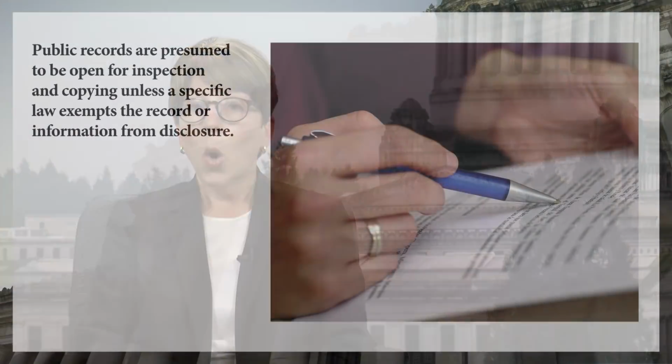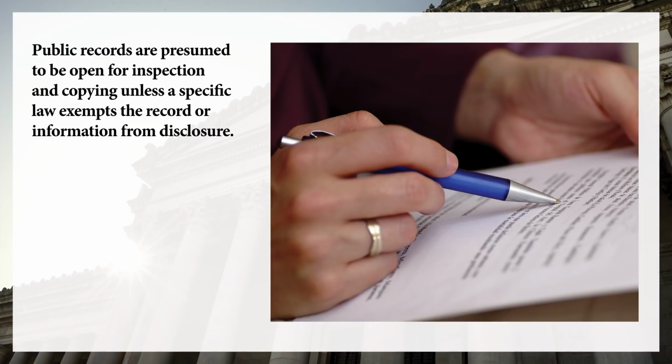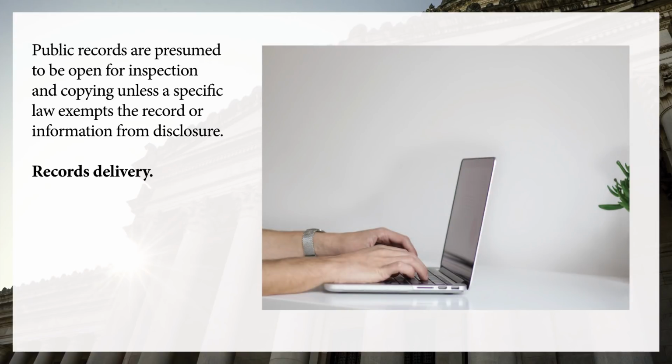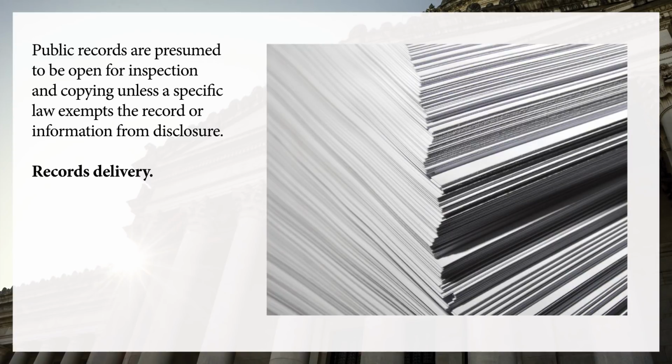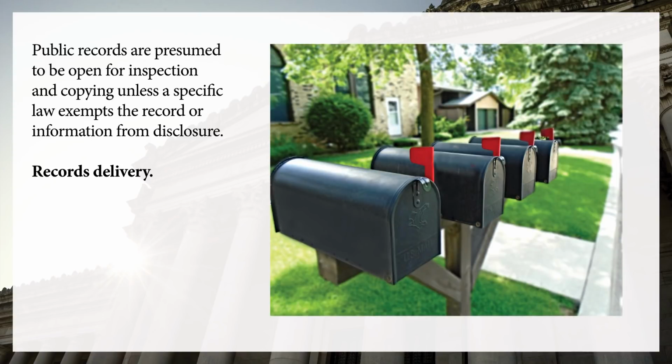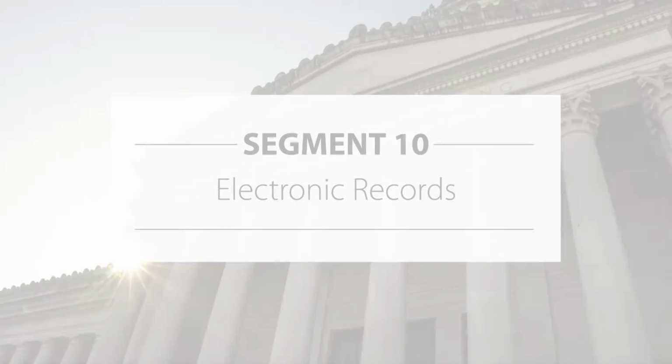An agency must make records available during its customary office hours for a minimum of 30 hours per week. Public records are presumed to be open for inspection and copying unless a specific law exempts the record or information from disclosure. Agencies can deliver copies of records to a requester in a number of ways, such as providing links to the records that are on the agency's website, providing paper copies of paper records or scanned copies of paper records by mail or making them available for pickup, or providing electronic records by various methods.